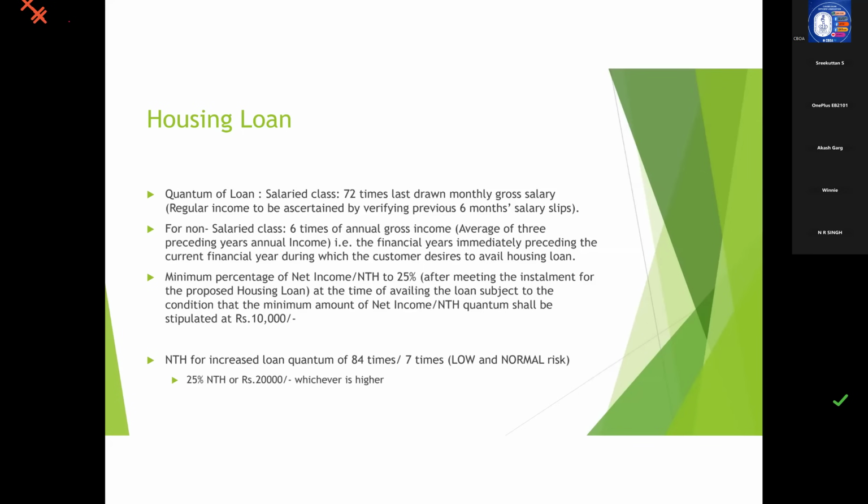So the question here is: what is the NTH for a housing loan whenever the loan quantum is assessed at 84 times or 7 times? The answer will be 25% or 20,000. And this is applicable only in the case of low and normal risk customers, and not for moderate and high risk customers. That is the concept here.